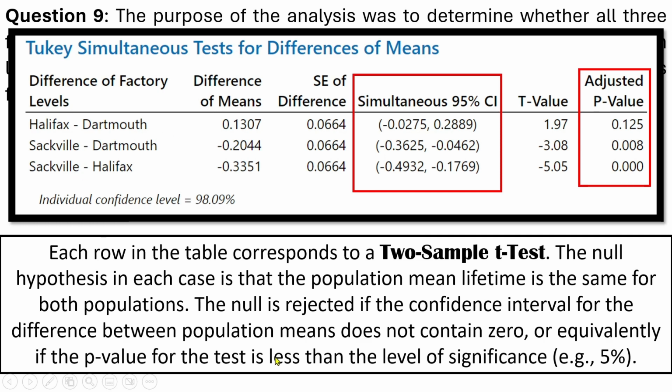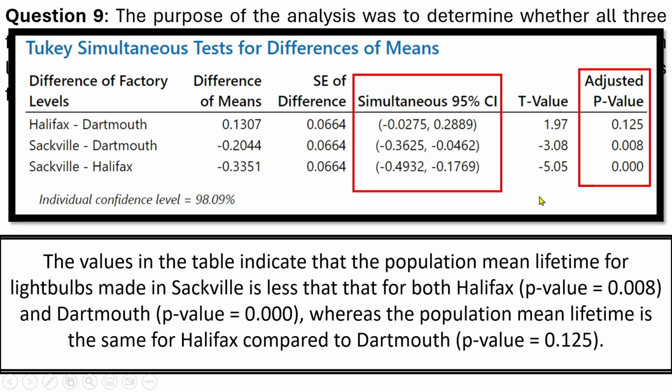And so for all of these comparisons, the null is rejected if the confidence interval for the difference between population means does not contain 0, or equivalently, if the p-value for the test is less than the level of significance of the test. So we have two ways of making our comparisons. And so in this case, we can say that the values in this table indicate that the population mean lifetime for light bulbs made in Sackville is less than that for both Halifax and Dartmouth. And how do you tell? Because these intervals are both negative. By comparison, the population mean lifetime is the same for Halifax compared to Dartmouth.